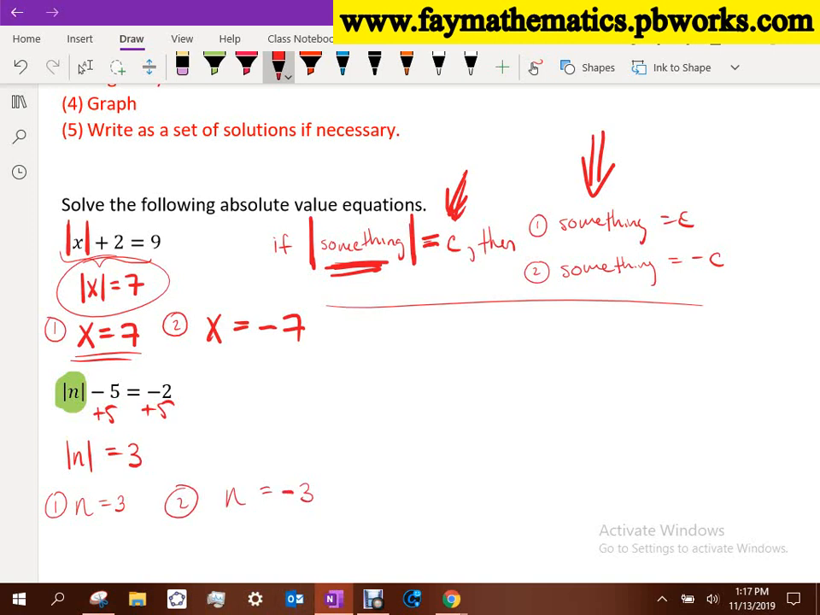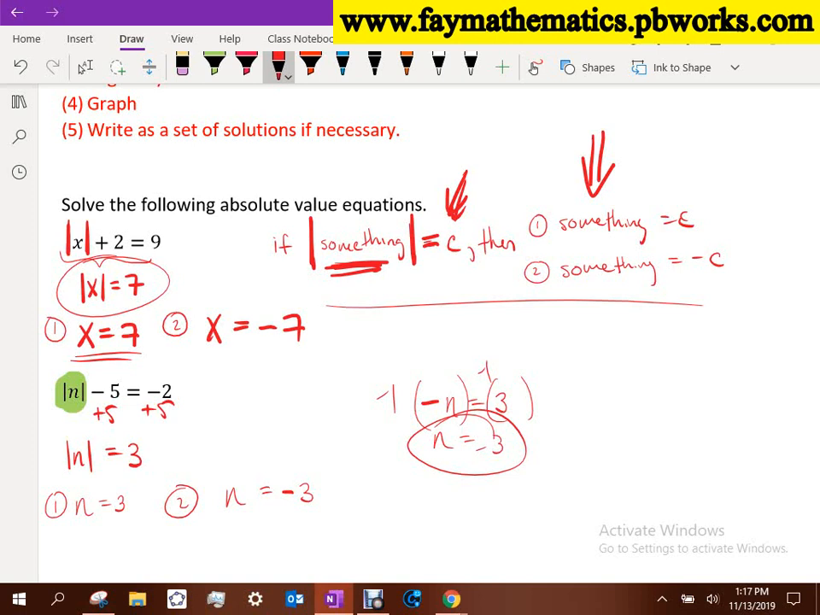Now it doesn't matter, because here's the thing. If I go n equals 3 and I negate this side, but keep in mind my overall goal is to solve for n, would you multiply this side by a -1 to get n? Does it still give you n equals -3? Okay. So it doesn't matter which side you negate when you do that second equation.